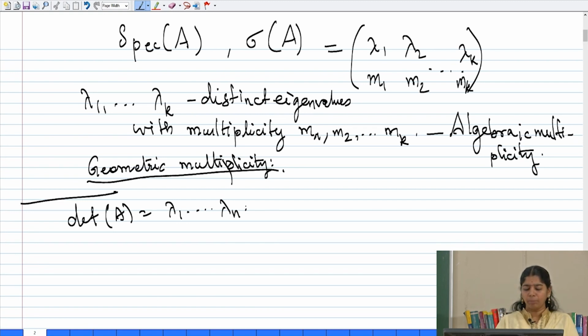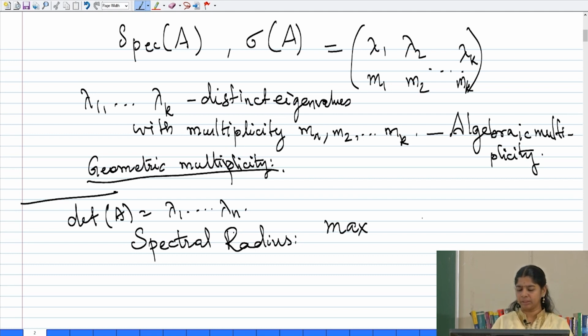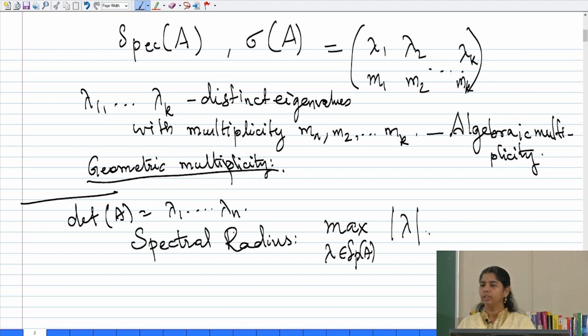And one more thing we will be concentrating on is the spectral radius. The spectral radius is nothing but the largest eigenvalue in absolute value, in magnitude. So the spectral radius is just the maximum over all lambda coming from the spectrum of A of mod lambda. These quantities will help us as we go. We will try to characterize based on the spectral radius and other properties.